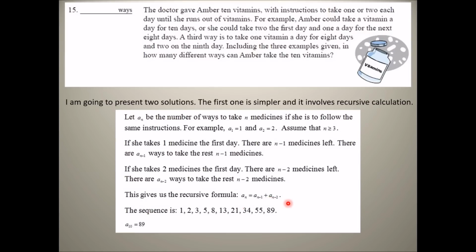The sequence of this is going to be 1, 2, 3, 5, 8, 13, 21, 34, 55, and 89. And this is formed by taking the sum of the last 2 terms. So like 1 plus 2 is 3, 2 plus 3 is 5, 3 plus 5 is 8, and so on. And so a10, which is what we're looking for, is going to be the 10th term, and the 10th term is 89. So your answer is 89.